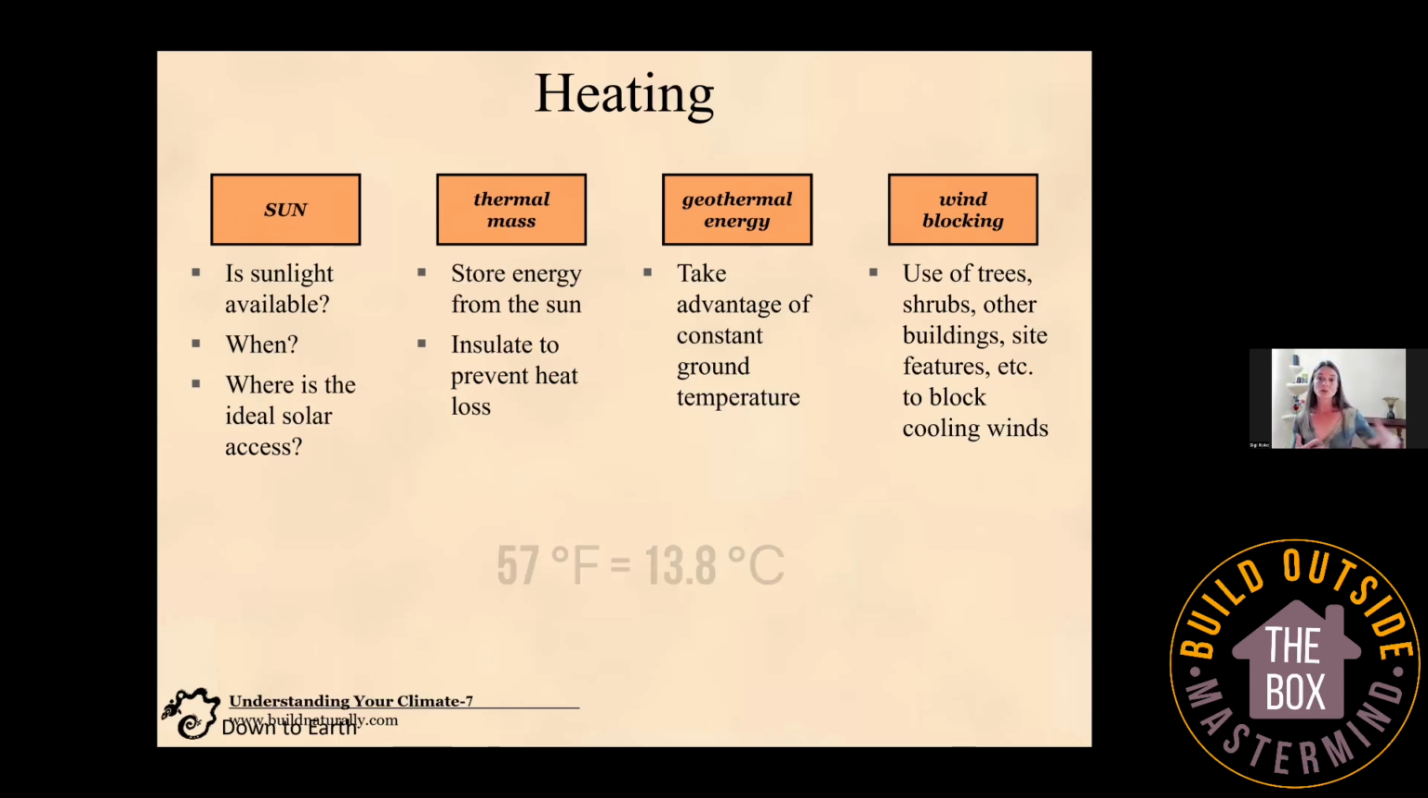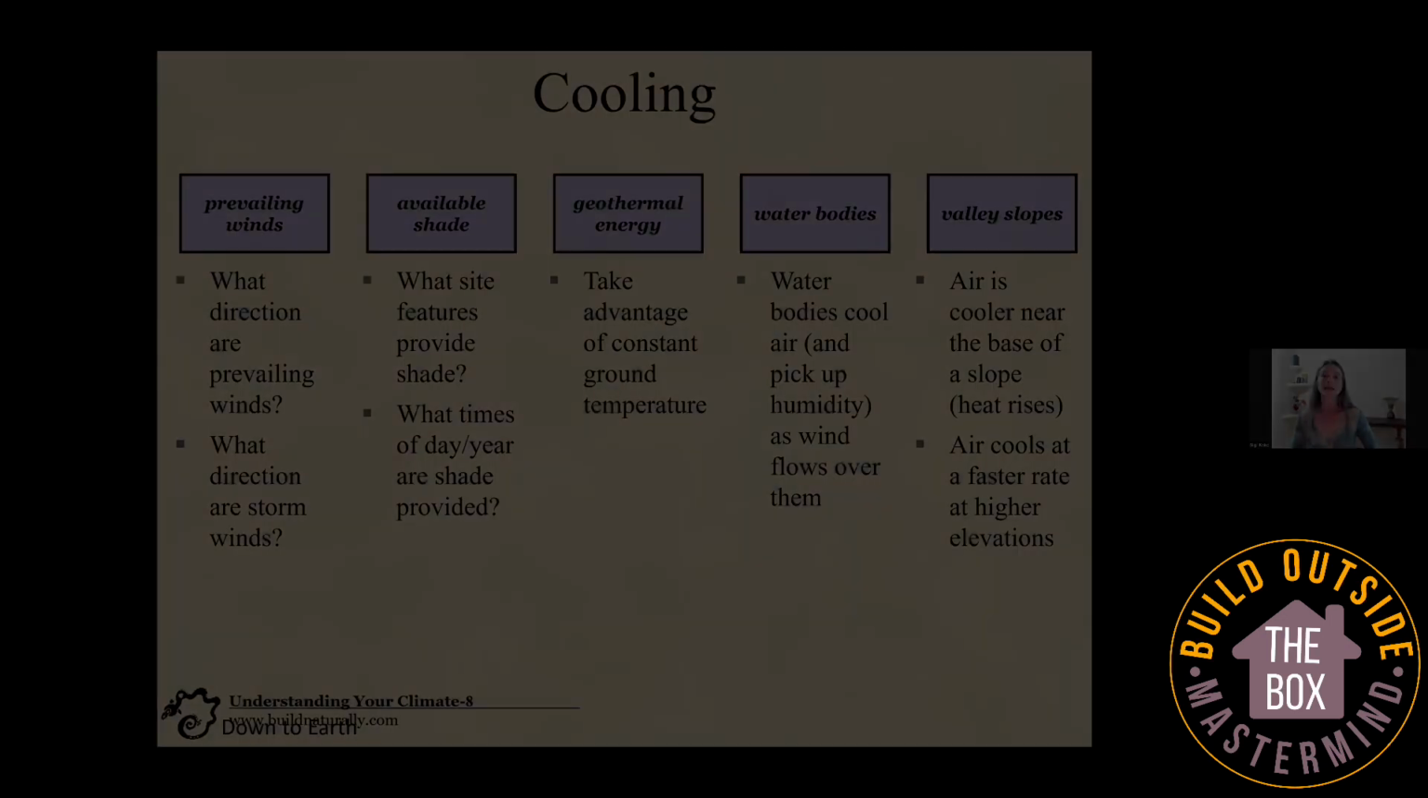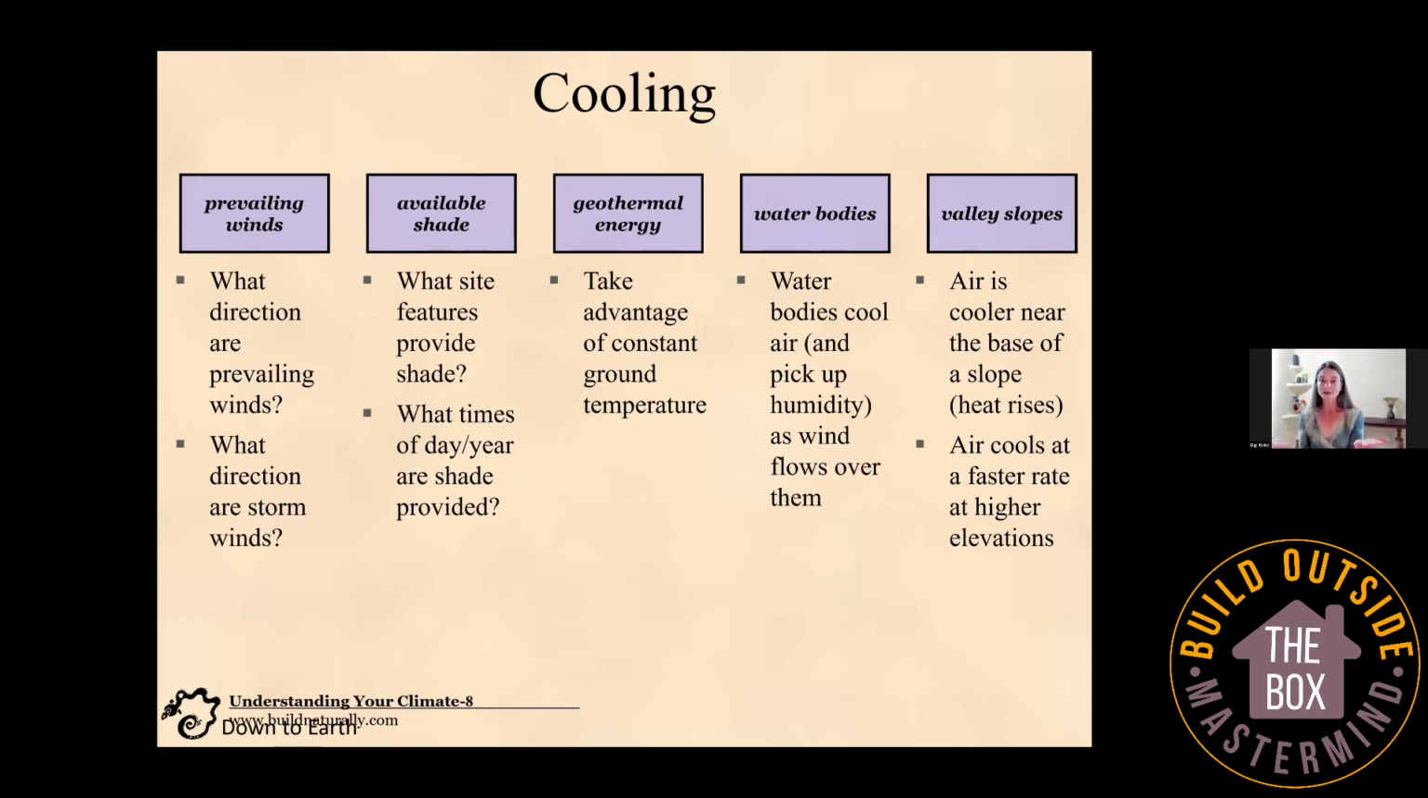And usually you want to block wind, because wind will cool you down. And what you're trying to do is stay warm. And that can be done with conifers, non-deciduous trees, for example. If you're trying to stay cool, again, you can take advantage of the constant temperature of the ground, right?